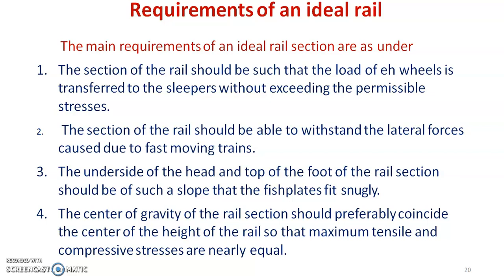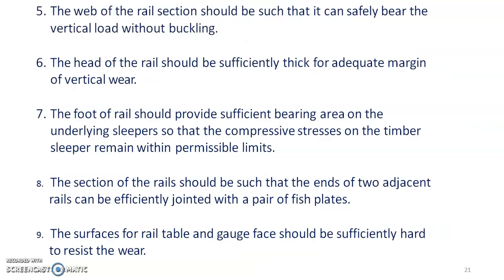A rail is said to be ideal if it follows all these criteria. It should withstand the lateral forces. The underside of the head and top of the foot of the rail section should be in a slope so that the fish plates can be fixed, and it should transfer the load from the train to the sleepers. Everything should be within the permissible limit, and the center of gravity of the rail section should coincide with the center of the height of the rail. If it does not coincide, there are chances of skidding.